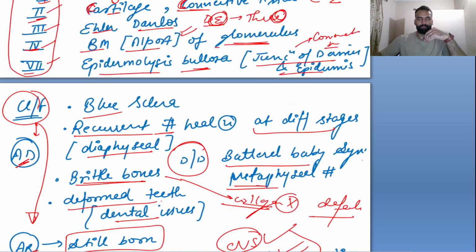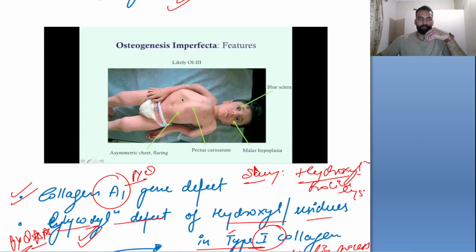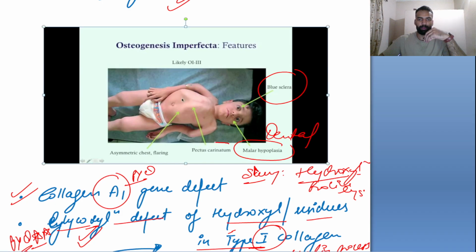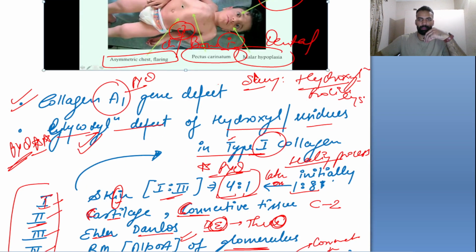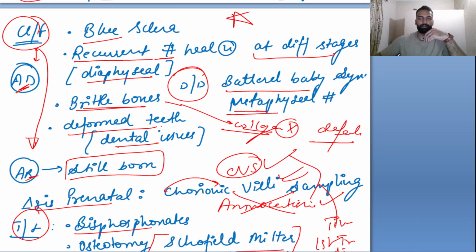Now I will show you this image of osteogenesis imperfecta. You can see there is blue sclera, malar hypoplasia, which is a dental issue, pectus carinatum. This is the bone, the chest bone or sternum, you can also say, impingement inside, and asymmetric chest bearing due to weak bones. So this is the main slide, and the defect and the metabolic defect also.